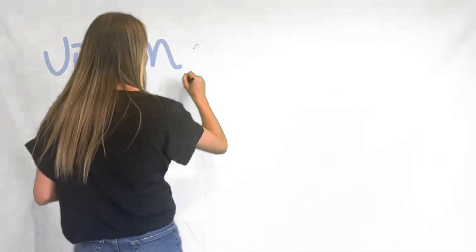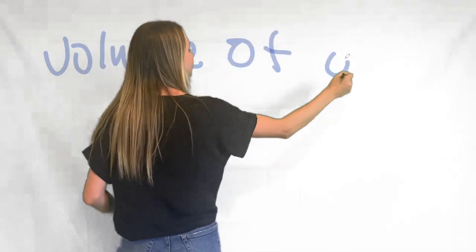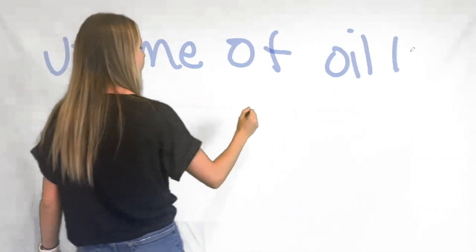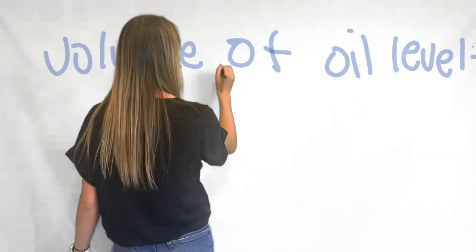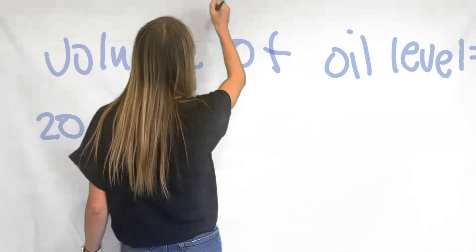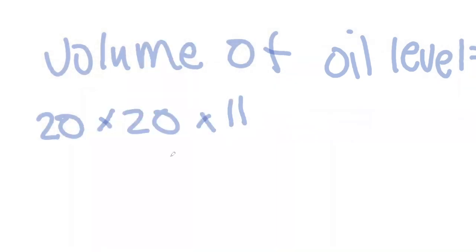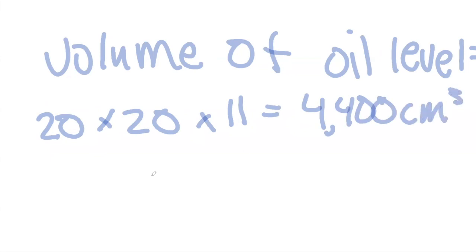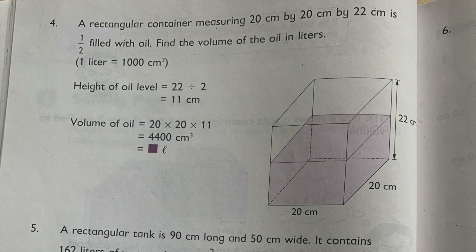Now, since we found the height of the oil, we can figure out the volume of oil. And the volume of a cuboid is length times width times height, which we're going to do the same for here. The volume of oil equals 20 times 20 times 11. When multiplying length times width times height, you get 4,400 centimeters cubed. Only thing is, it is asking for the volume of oil in liters, so we do need to convert the centimeters cubed to liters.